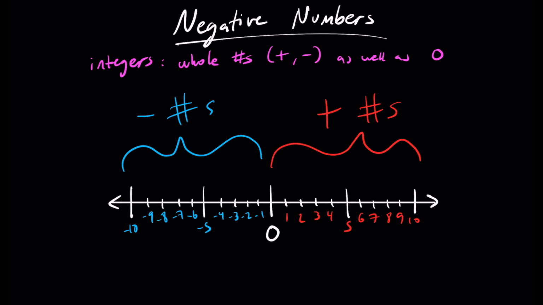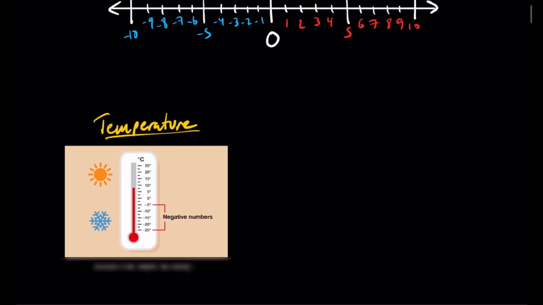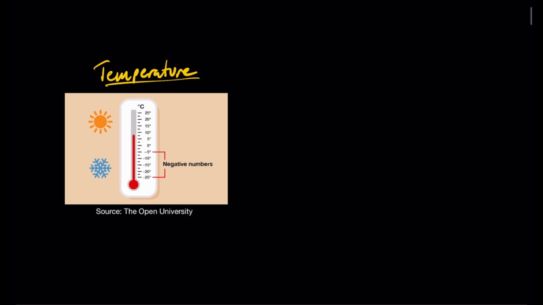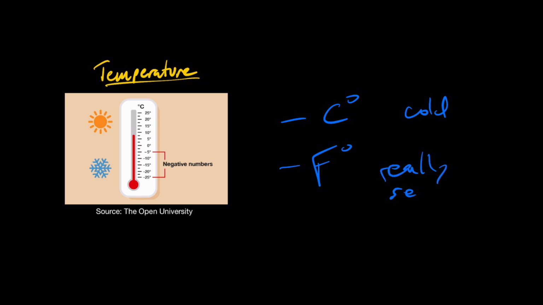The first one that you probably have seen before is relating to temperature. So when it's negative 5 degrees Fahrenheit outside, it's pretty freaking cold. And when we have positive degrees, it's a lot warmer. And this thermometer is in Celsius over here. So if you have negative Celsius degrees, I mean, it's cold. But if you have negative Fahrenheit degrees, it's really, really cold. It's just different scales. But the point remains true that negative temperatures are in the cold range.